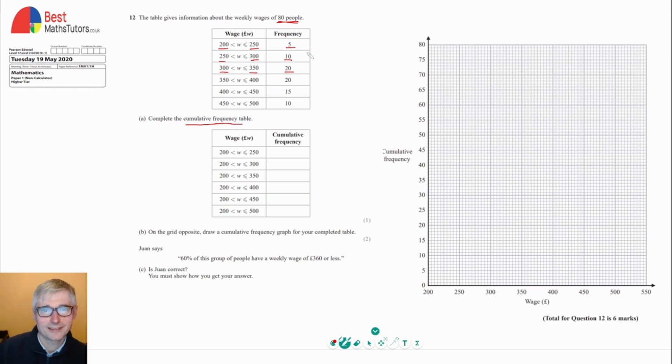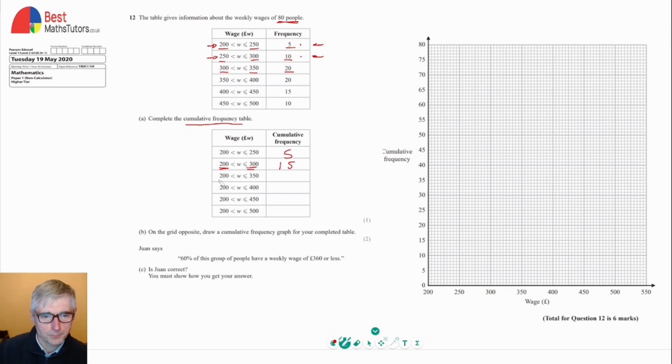The cumulative frequency is basically the running total as we go along. So the first value is always the same, so that's going to be 5. But then what we're looking at is how many got a wage between 200 and £300 per week. So that would be this value plus this value, because those between 200 and 300 are those between 200 and 250 in this group and 250 and 300 in this group. So if we add those two values together, we're going to get 15.